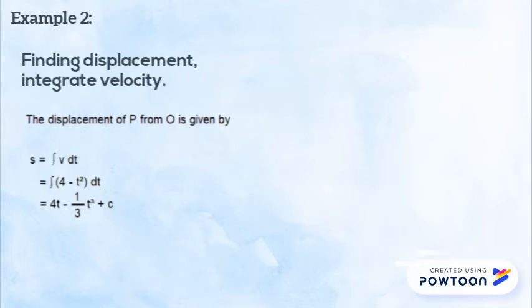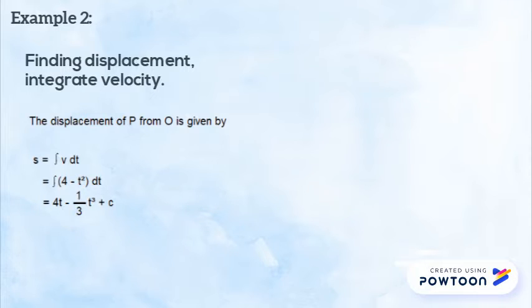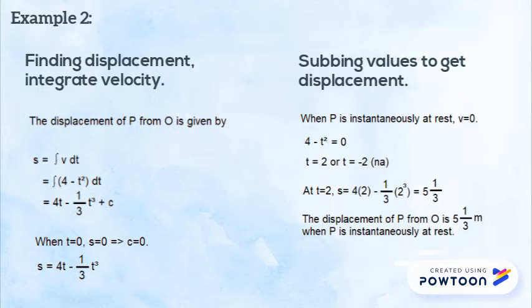The displacement of point P from point O is the integration of velocity, which is 4t minus 1/3 t cubed plus c. So when t equals 0 and s equals 0, c will be 0 too. When P is instantaneously at rest, velocity equals 0. Therefore, t equals 2, and we can conclude that the displacement is 5 and 1/3 meters.